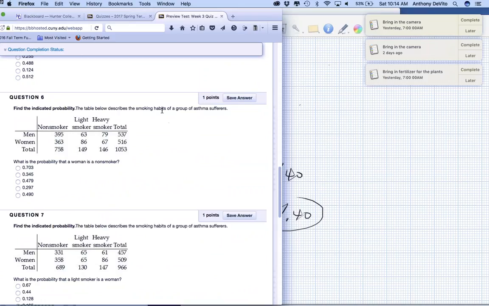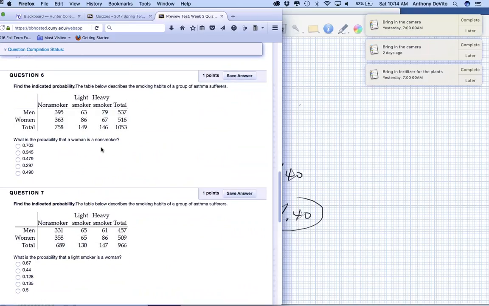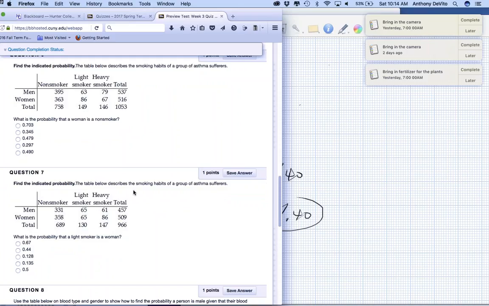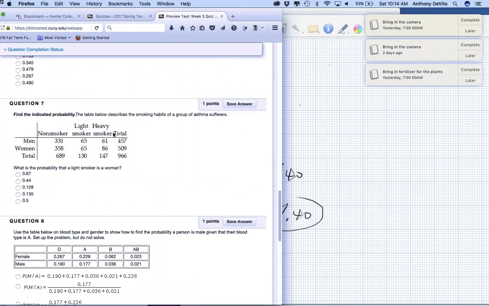The table shows smoking habits of a group of asthma patients. What's the probability that a woman is a non-smoker? So how many women are here? 516. How many of them are non-smokers? 363. So it's 363 divided by 516, right? First define what the population is that you're working with, your condition. First, make sure you're only looking at people that satisfy that condition, and then look at the particular group for the proportion that you're interested in within that group. So 363 out of 516.